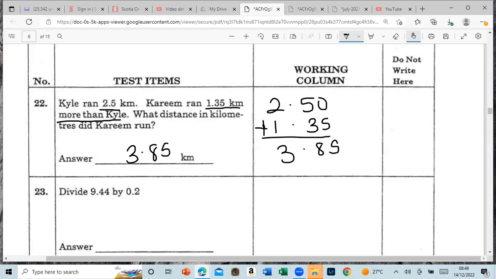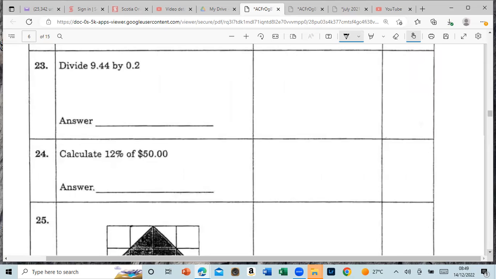This one now, guys, it says divide 9.44 by 0.2. Who can do that? No calculator. 9.44 divided by 0.2. How many 0.2s are there in it? That's what it's basically saying.